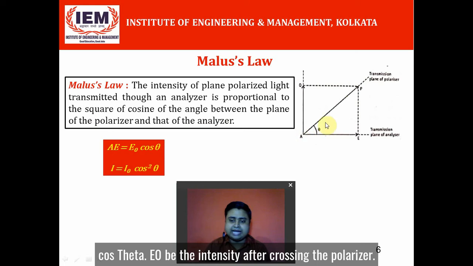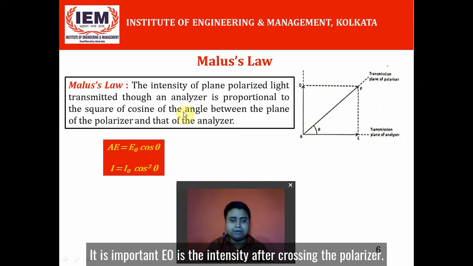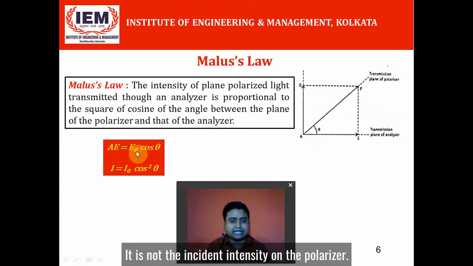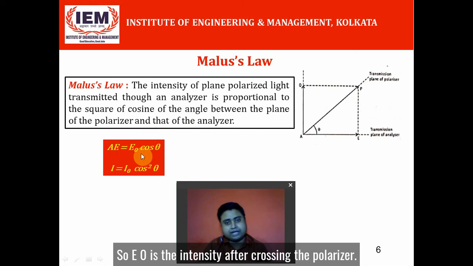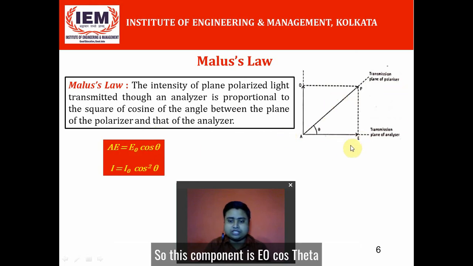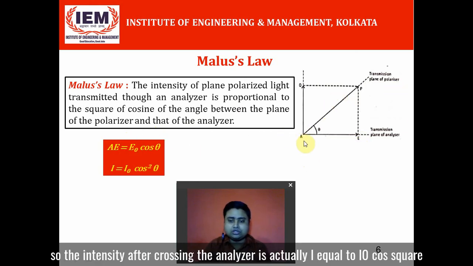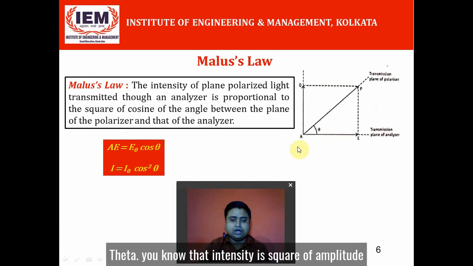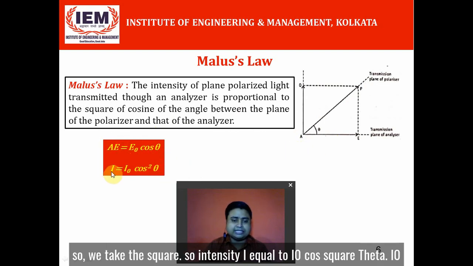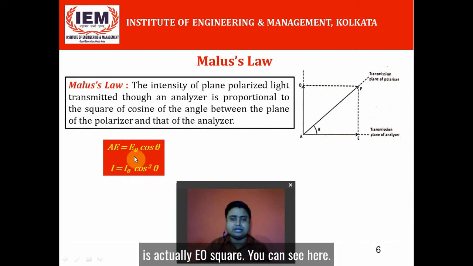E0 is the intensity after crossing the polarizer. It is important. E0 is the intensity after crossing the polarizer. It is not the incident intensity on the polarizer. So this component is E0 cos theta. So the intensity after crossing the analyzer is actually I equal to I0 cos square theta. You know that intensity is the square of amplitude. So we take the square. So intensity I equals I0 cos square theta. I0 is actually E0 square.